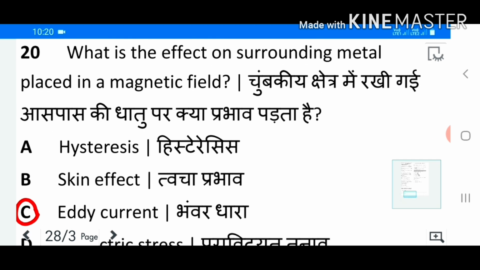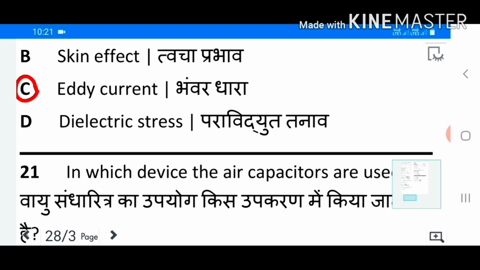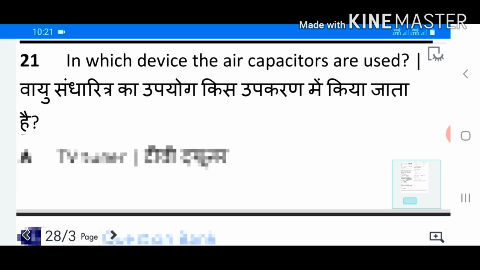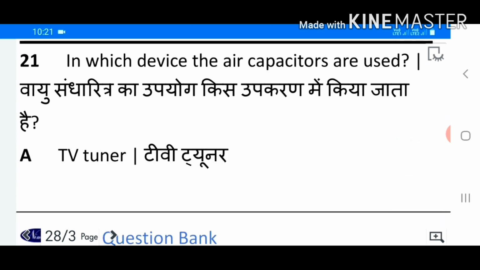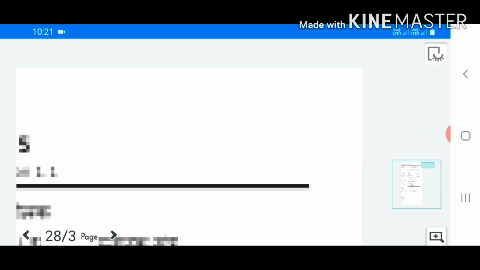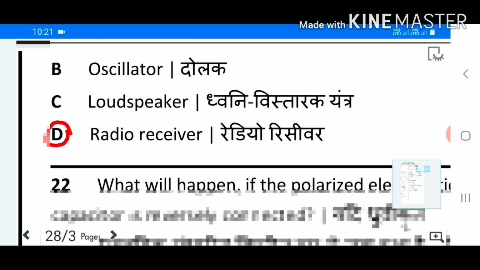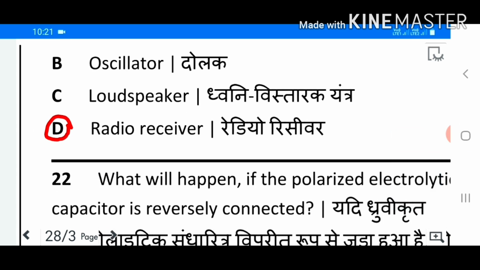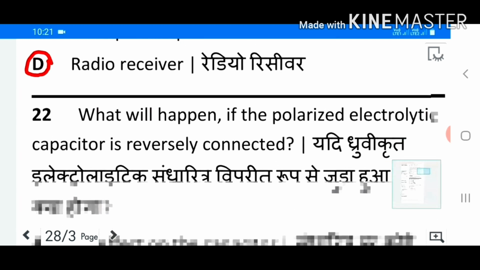20. What is the effect on surrounding metal placed in a magnetic field? Answer C. Eddy current. 21. In which device the air capacitors are used? Answer D. Radio receiver.